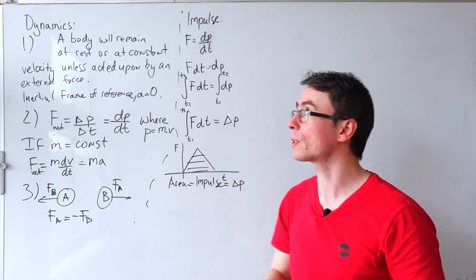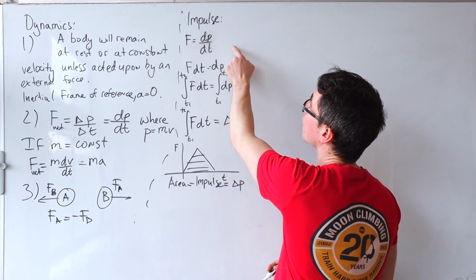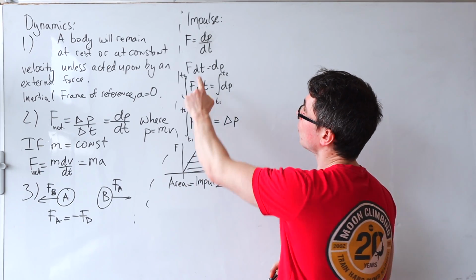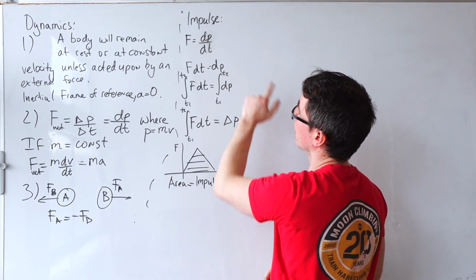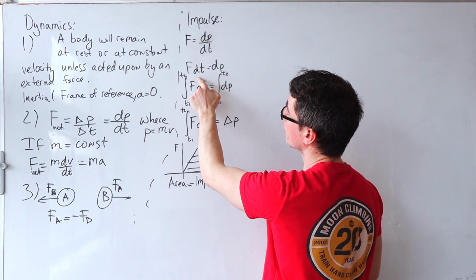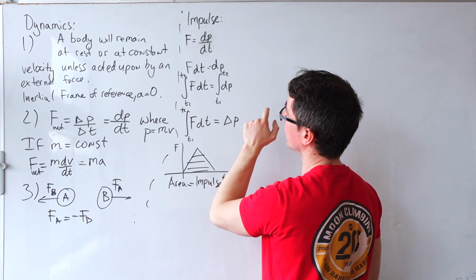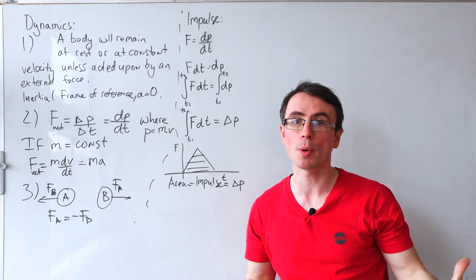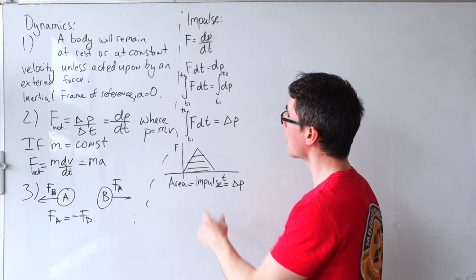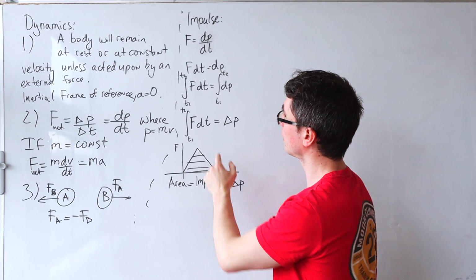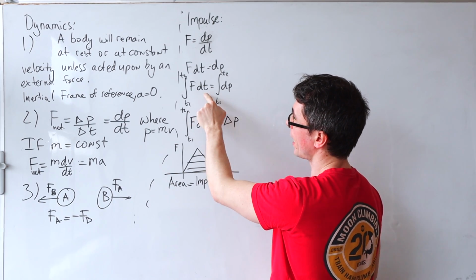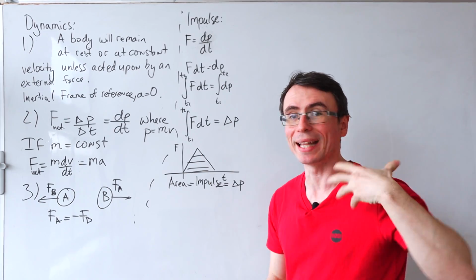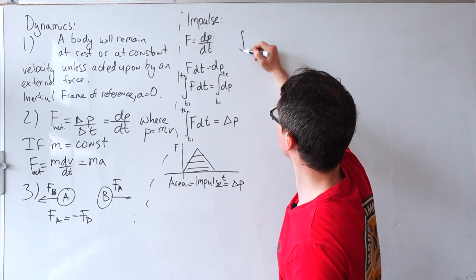There's one more quantity, a really important one, that we need to define, and that is impulse. Because of Newton's second law, F is dp by dt. If we bring the dt to one side, we're left with F dt is equal to dp. Now we can integrate both sides with respect to time. On the left hand side, we get the integral of F dt from t1 to t2, and this quantity is known as the impulse.